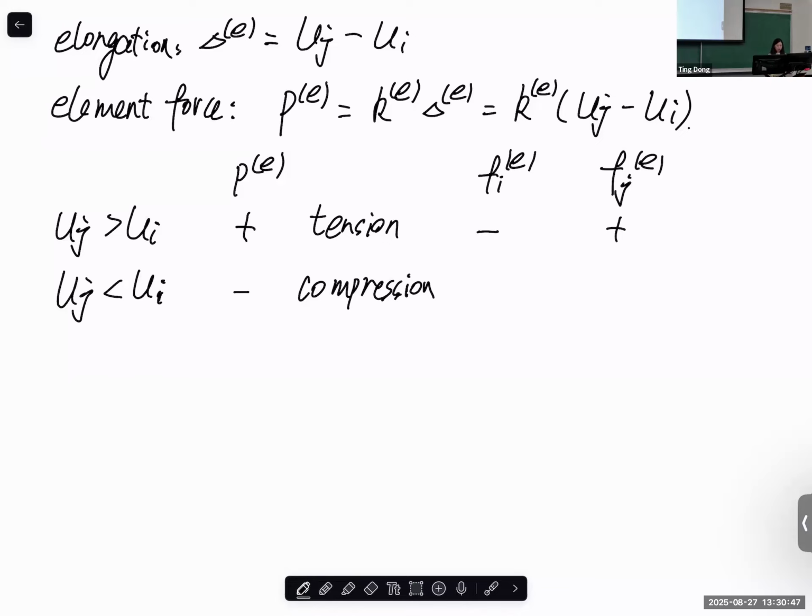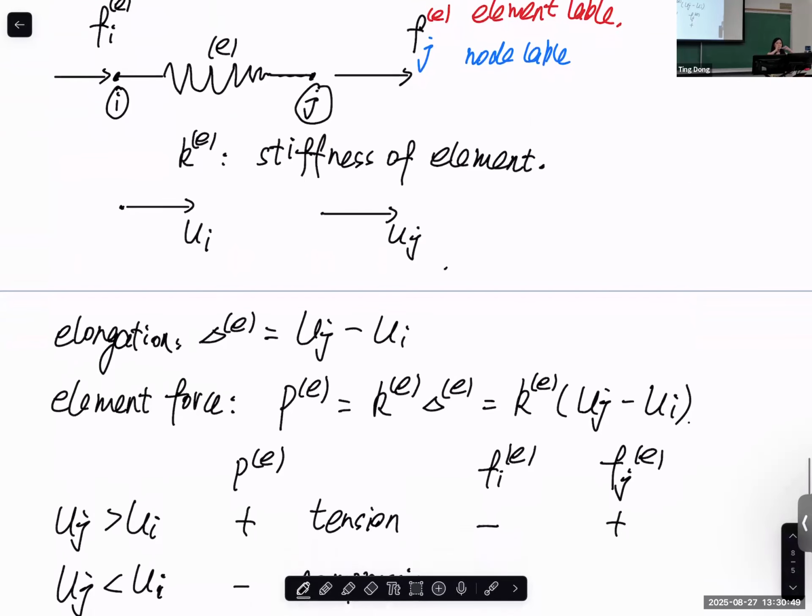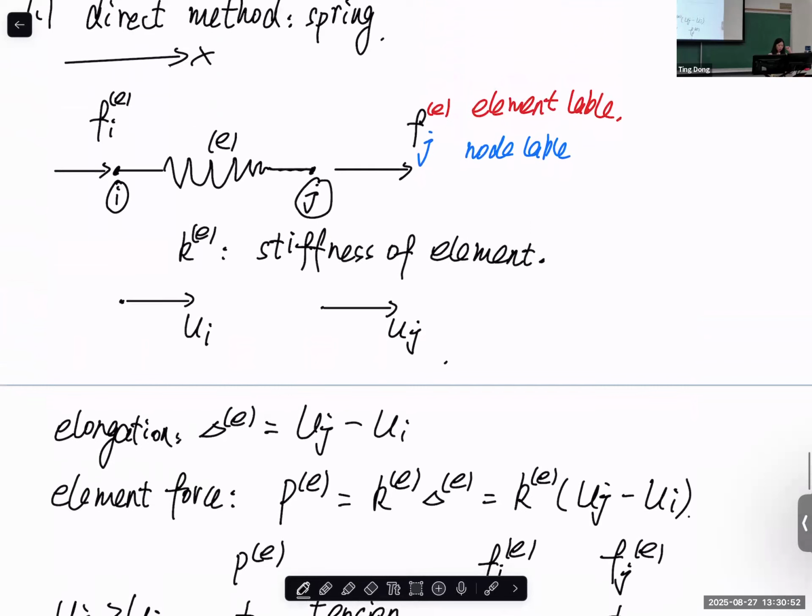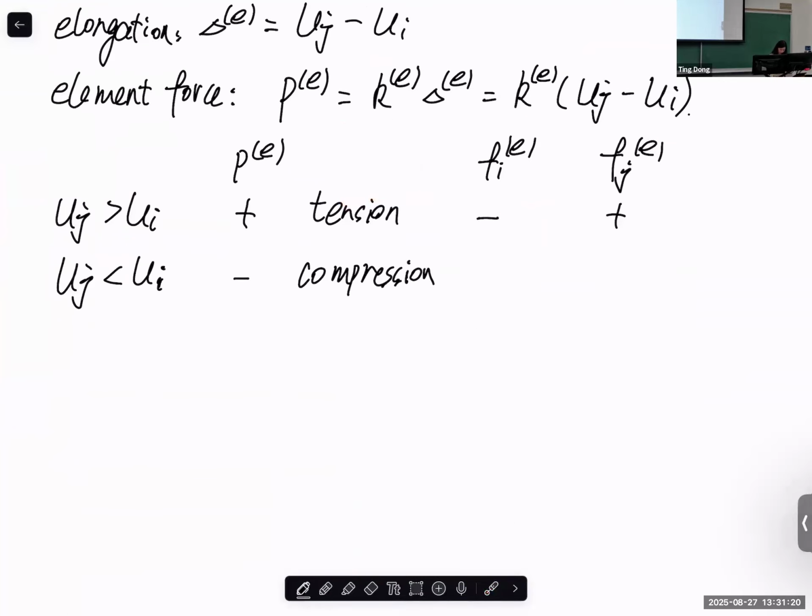And how do you generate a compression in a spring element? So basically, now the force applied at node J should be in this direction, and the force applied at node I should be, right? So basically, it means that the force applied at node I should be in the positive x direction, and the force applied at node J should be in the negative x direction to generate this compression in the spring element. Make sense? Okay. Now we have put positive and negative.